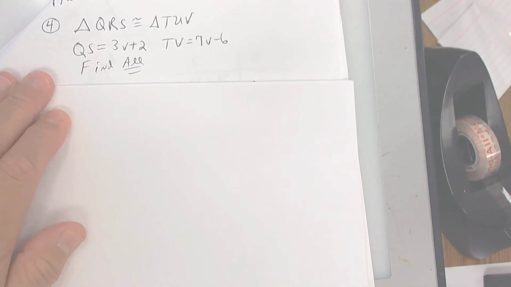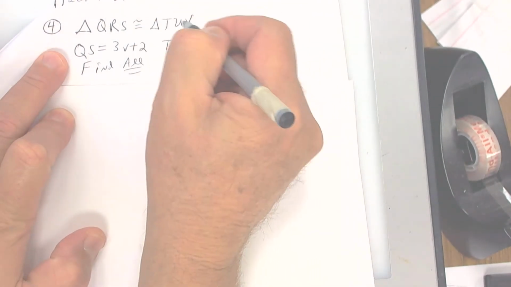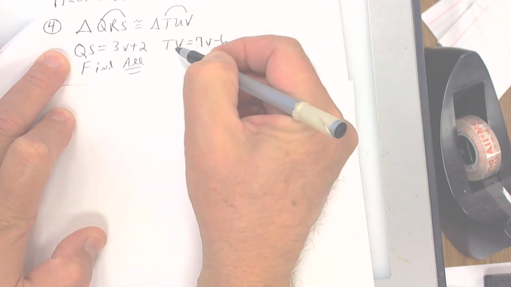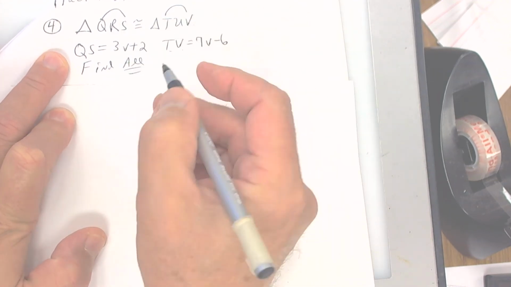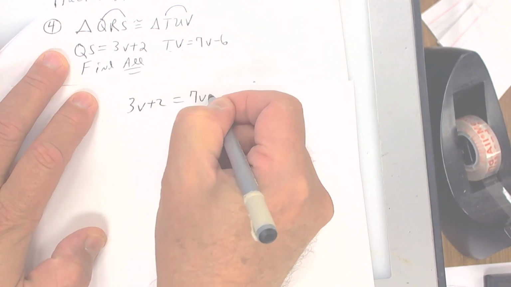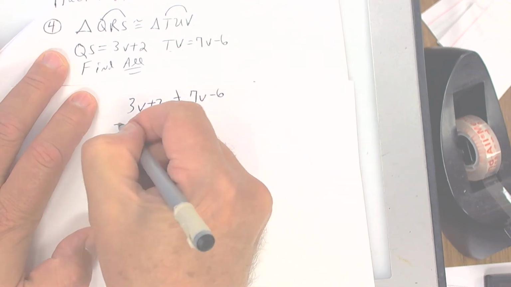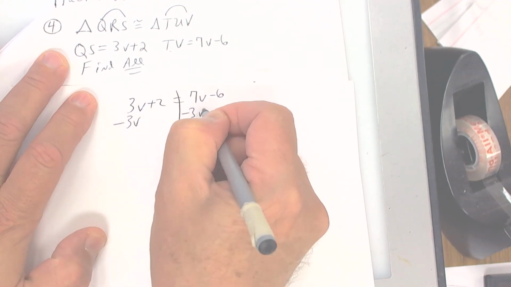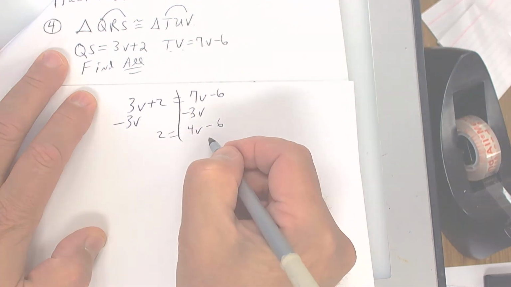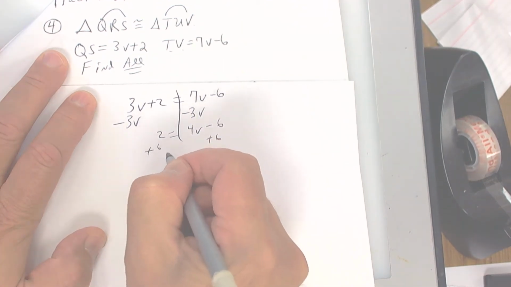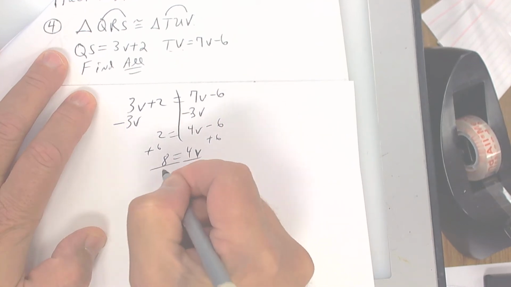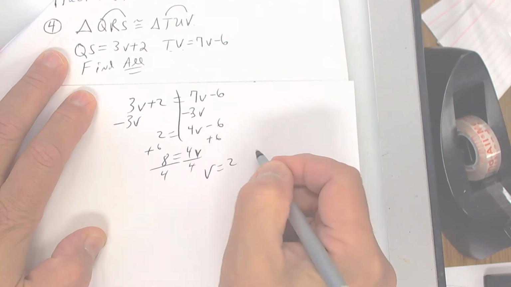Try this one. QS, the triangles are congruent. QS is first and last, so this should be first and last, and it is. These are equal. So you're going to say 3v plus 2 is equal to 7v minus 6. Draw a line. Subtract 3v. So you're going to get 2 is equal to 4v minus 6. You're going to add 6 to both sides and get 8. And then you're going to divide by 4 and get v equals 2.